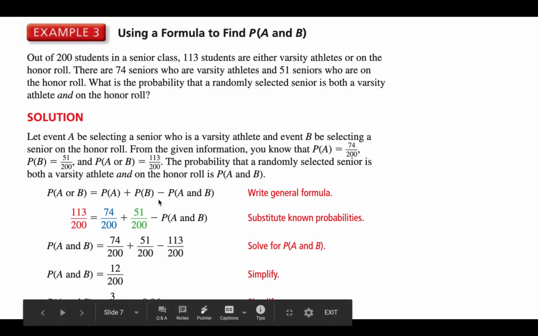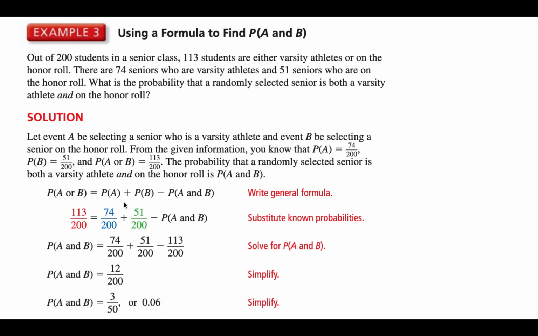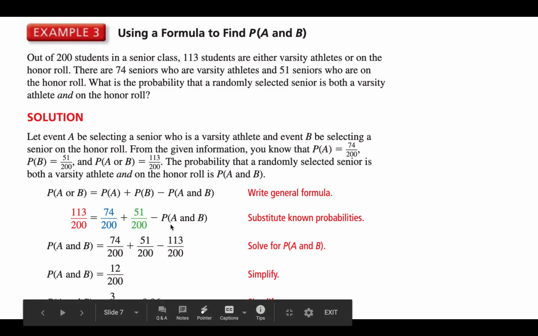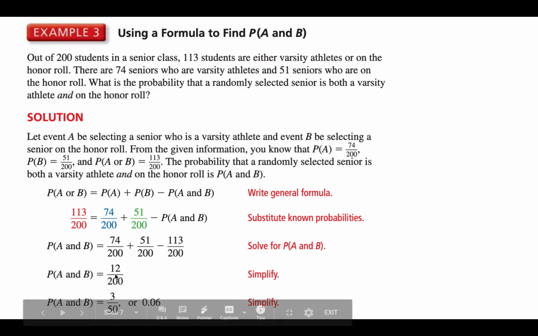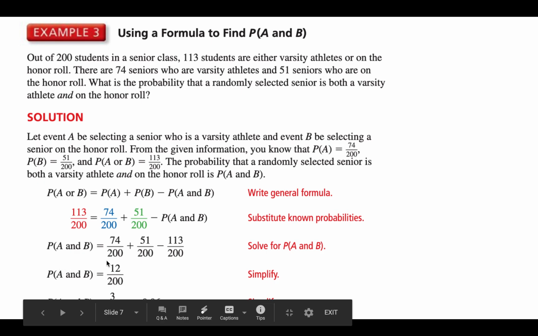So if we wanted to know, they do some rearranging here basically. They add the probability of A and B on both sides, and they subtract 113 over 200 on both sides. And then we have that probability of A and B is all this, 74 plus 51 minus 113.